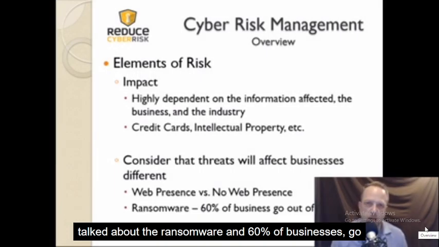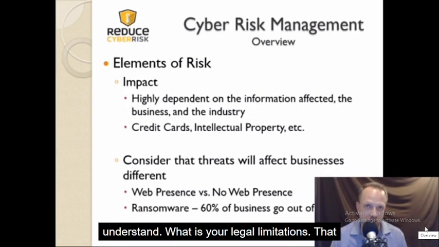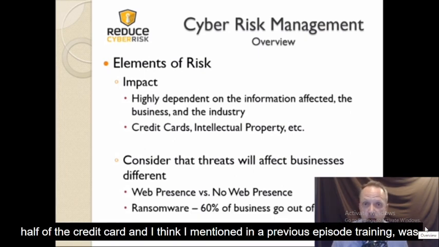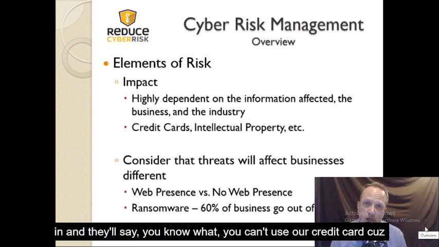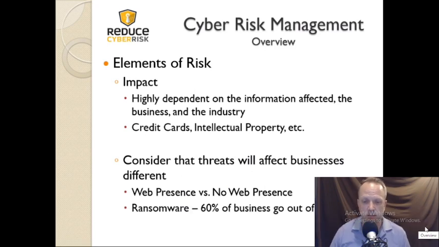We talk about ransomware, and 60% of businesses go out of business because of that. You've got to understand what your legal limitations are. And the other thing we talked about with credit cards is what happens if you get hacked. I think I mentioned in a previous episode and training that the credit card companies will come in and say, you know what, you can't use our credit card because you've been hacked or you didn't do what you're supposed to do because of the PCI requirements. So that's just something else to consider.